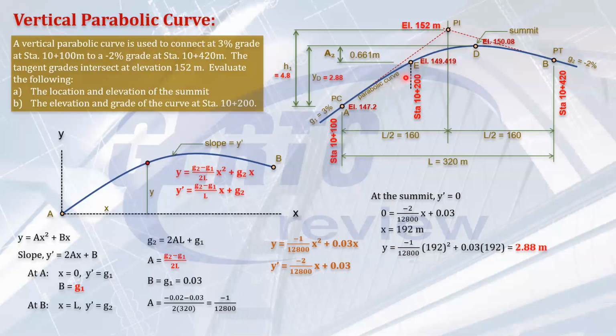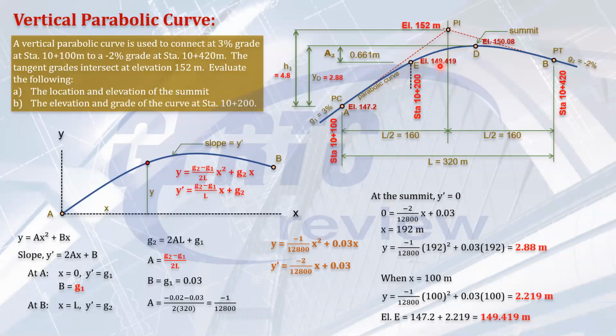And at station 10 plus 200, when x is 100 meters from A, you can solve the value of y, which is 2.219. Therefore, the elevation of that point is 147.2 plus 2.219. That will give you 149.419, the same value as what you had before.